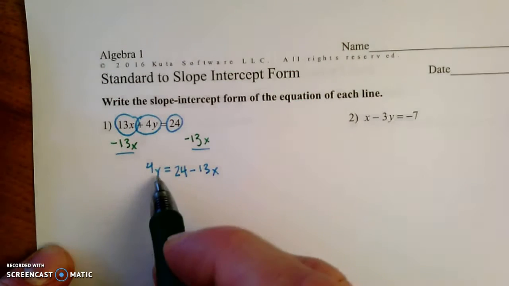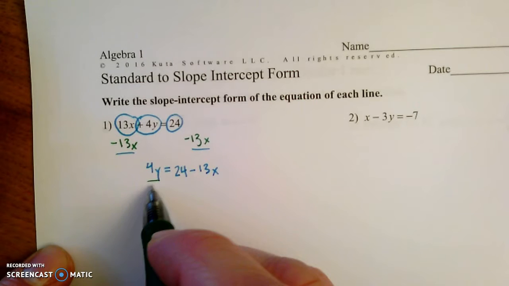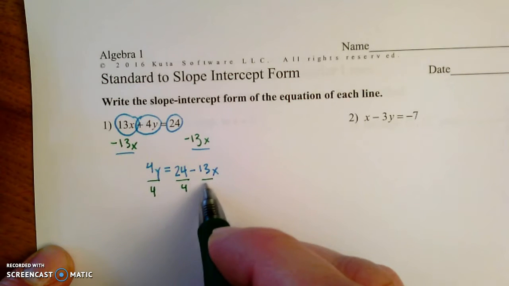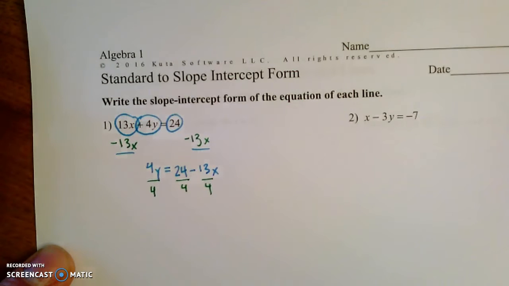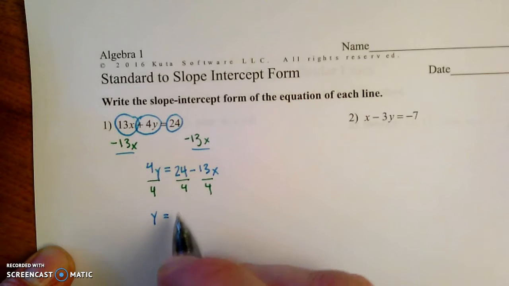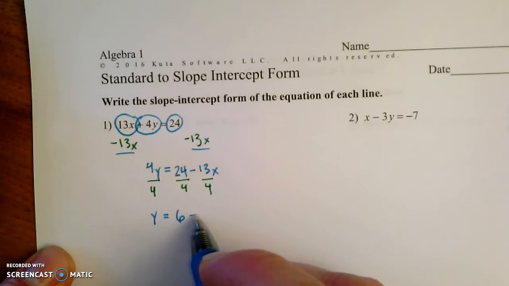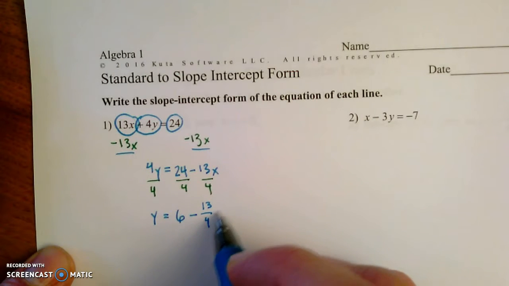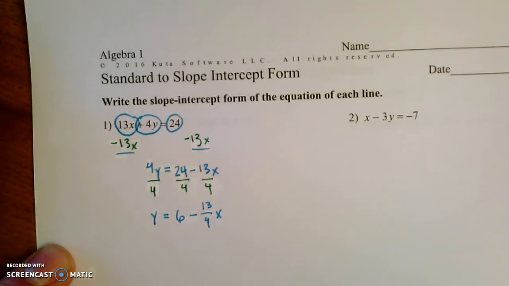Now, to get the y all by itself, to isolate the y, we're going to have to divide by 4. We do the same on both sides, so we divide everything over here by 4. So that leaves us with y equals, and 24 divided by 4, well, that's 6 minus, and we're just going to leave 13/4 as a fraction.